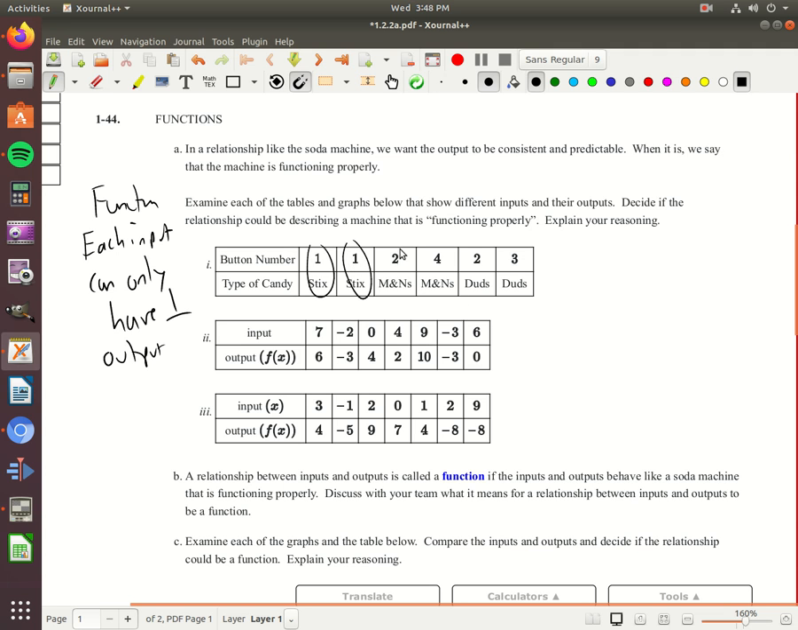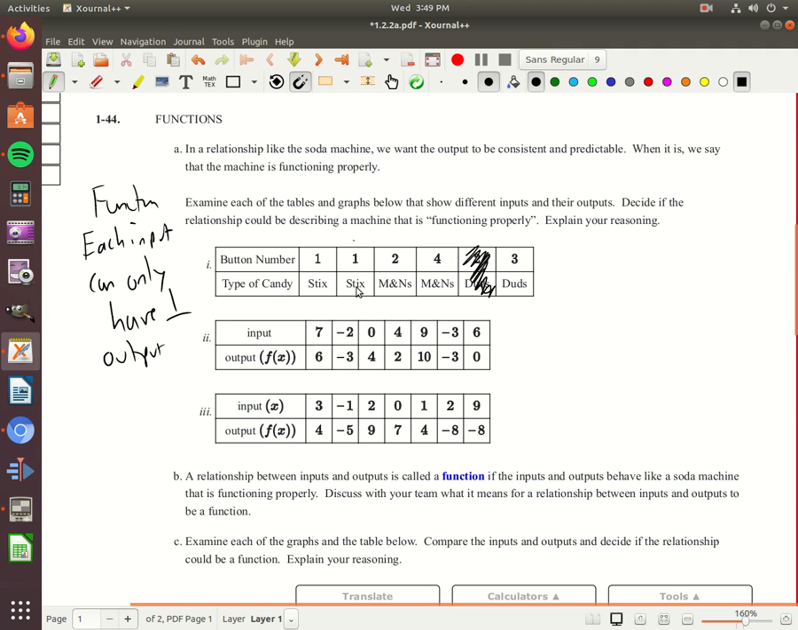That's consistent. When I push 2, I get an M&M. When I push 2, I get a dud. That is not consistent. I do want to say this though, because I think some people don't really see this. Let's pretend that this isn't even part of it. Let's pretend that's not even an option.